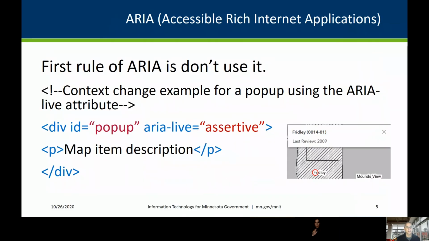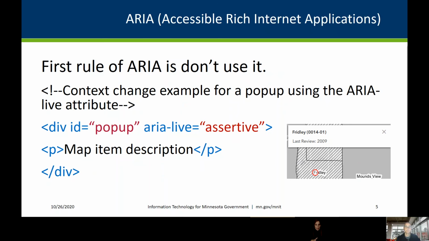ARIA, or Accessible Rich Internet Applications, is a complex, powerful technical specification for adding accessibility information to elements that are not natively accessible. You should always use native HTML elements when they are available. However, the first rule of ARIA is don't use it unless you really need to. Many functions that used to require ARIA attributes are now implemented in HTML5, and you can do more harm than good by adding ARIA attributes and HTML tags that do not need it.